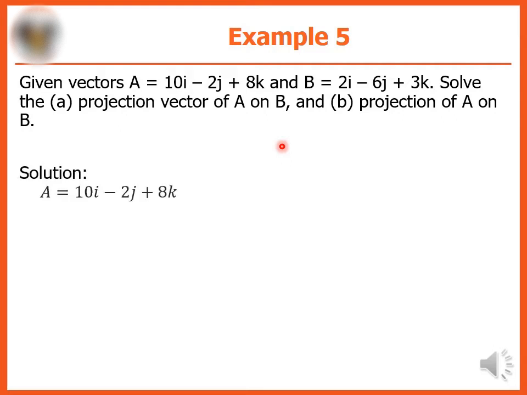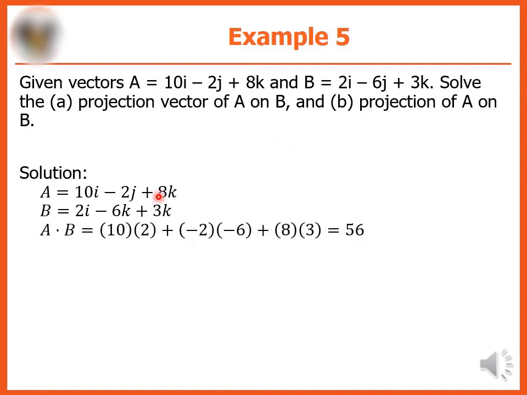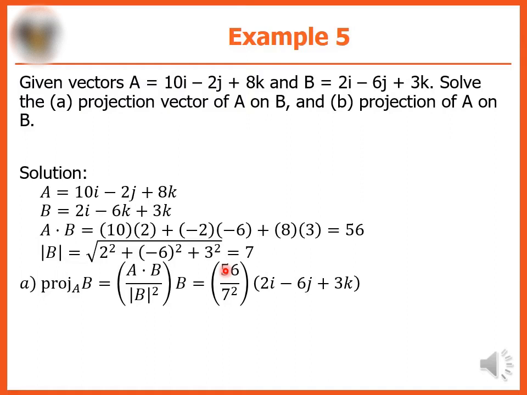For the solution, we are given the two vectors A and B, and then we're going to solve for the dot product of A and B, which is 10 times 2 plus negative 2 times negative 6 plus 8 times 3, that's equal to 56. And then we solve for the magnitude of vector B, which is the square root of 2 squared plus negative 6 squared plus 3 squared, that's equal to 7. And then the projection vector of A on B is 56 divided by 7 squared times vector B, which is 2i - 6j + 3k.